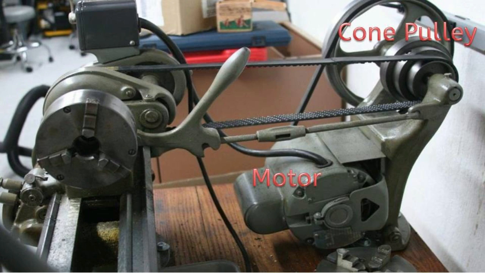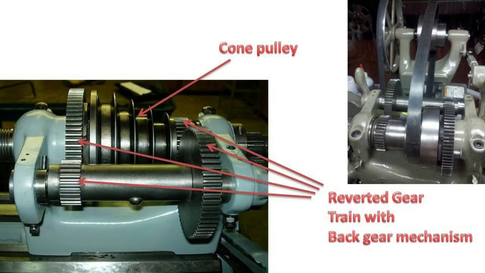Various spindle speeds can be obtained by shifting the belt on the different steps of the cone pulley. Spindle speed can be further varied using a back gear arrangement. In back gear arrangement, spur gears with simple and compound gear train are used to vary the speed.